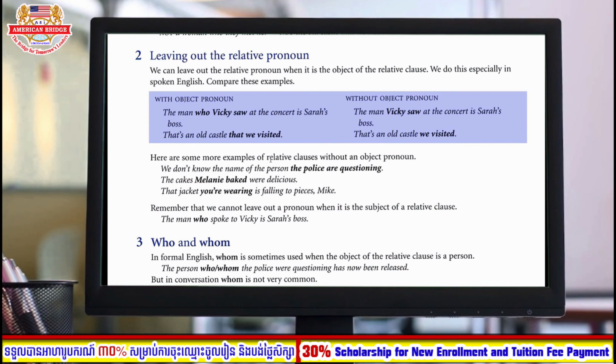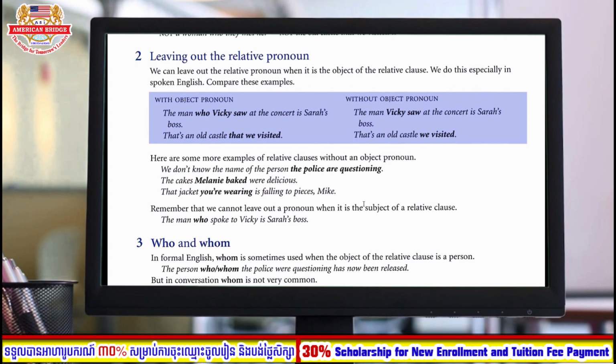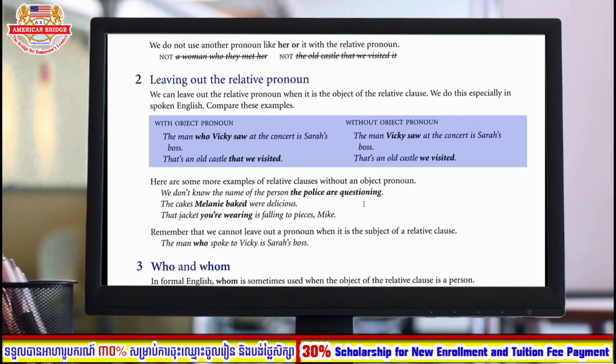So here are some more examples of relative clauses without an object pronoun. We don't know the name of the person the police are questioning, or we don't know the name of the person that the police are questioning. Alright, so you can leave it out like this, because here if you add the relative pronoun, it just functions as the object. The cake Melanie bought was delicious. Okay, that jacket you are wearing is falling to pieces. So these are the ways you can leave out the relative pronoun.